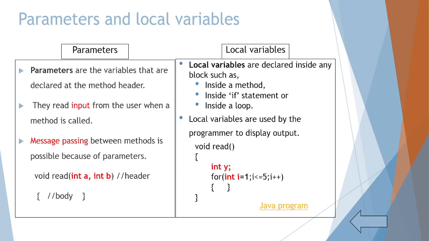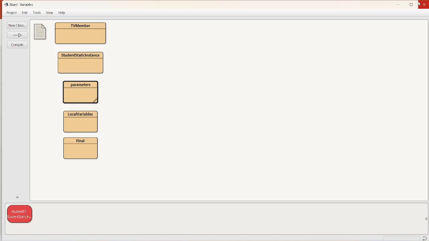For example, void read is there. Int y is a local variable, local to the method. For int i equals 1, this is local to that for statement. Local variables. Let's see a Java program here, with parameters as well as local variables. Let's see the contents of the parameters class.